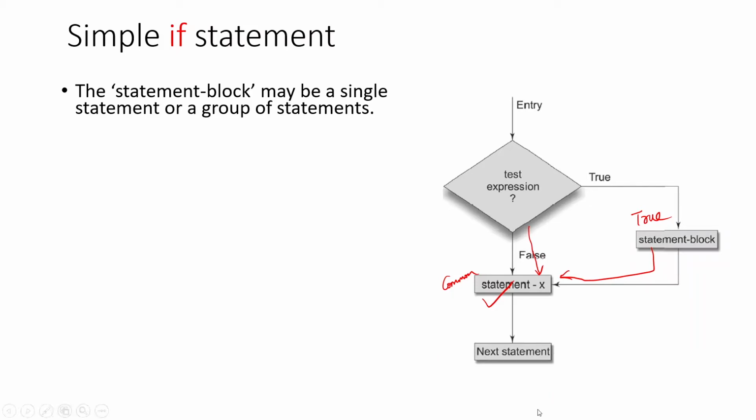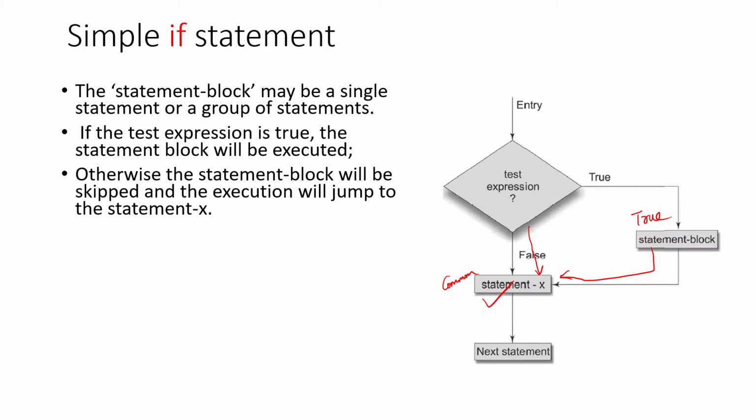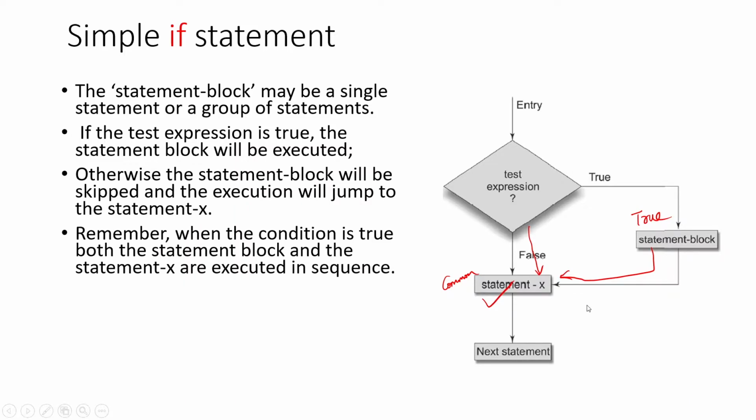Statement block can be a single statement or a group of statements. In the last program we had a single statement, so we need not use brackets. But if there is more than one statement, we use brackets, and in such cases we call it a statement block, a group of statements. If it is true, the statement block will be executed, otherwise it will jump to statement X. Hope things are clear. And this is to be noted: when the condition is true, both the statement block and X are executed in sequence.